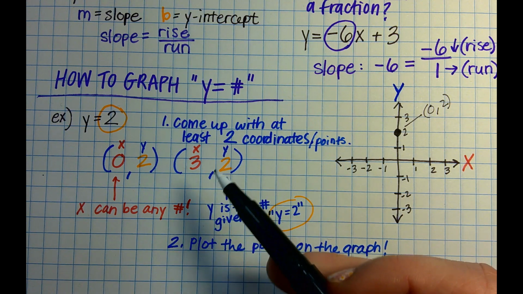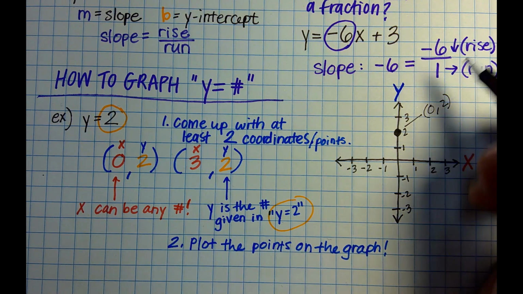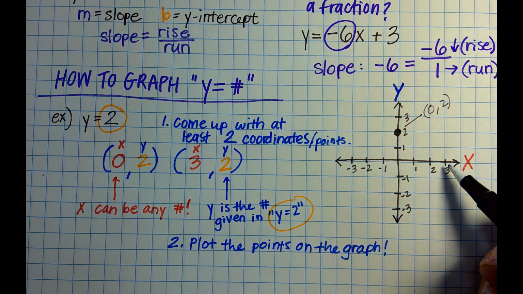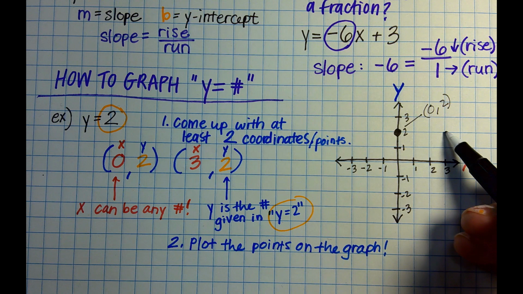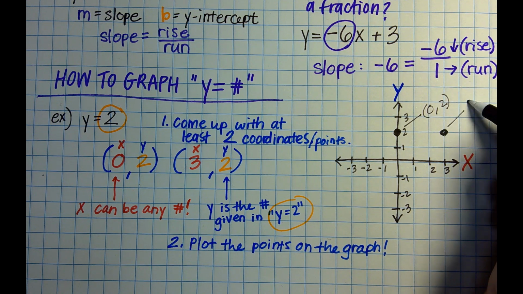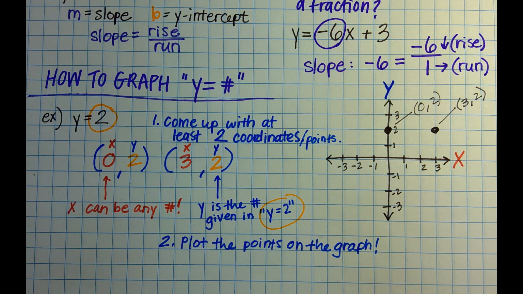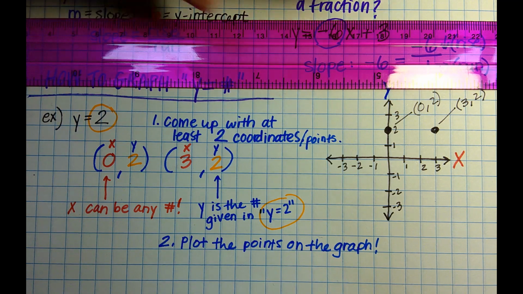And the second point I chose was 3, 2. So my x is 3, I go over to 3 on the x-axis. My y is 2, I go up 2. 3, 2. So now I have 2 points, and what do I do there? Draw a line, connect the dots. Very good.